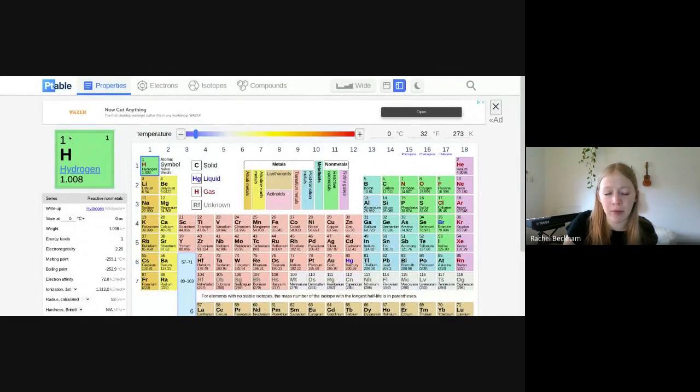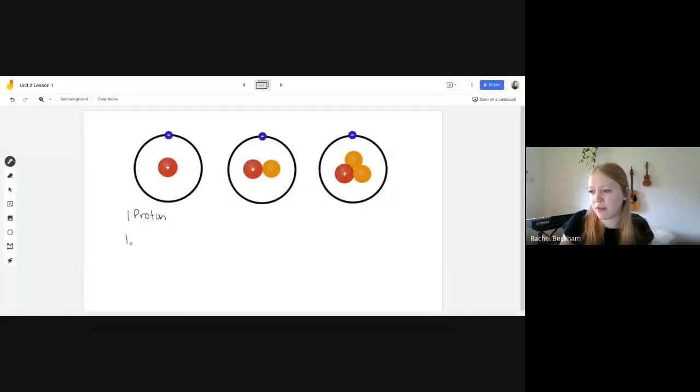Hydrogen is number 1. Remember, the atomic number is how many protons they have. So if we looked at beryllium right here, beryllium has 4 protons. Hydrogen has 1 proton. So just by looking at this picture, I know that we are dealing with hydrogen, right? It's got 1 proton, so it's got to be hydrogen. It's got 0 neutrons, if you see there. There's no other orange circle. And it's got 1 electron. And that makes sense because, like I said, the proton number will equal the electron number if it's a neutral atom, if it's in a neutral state.